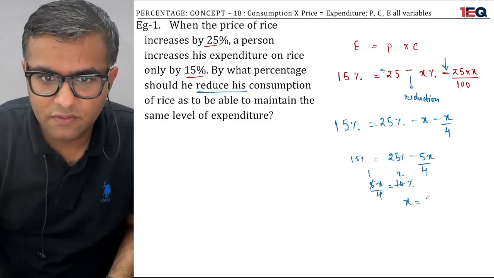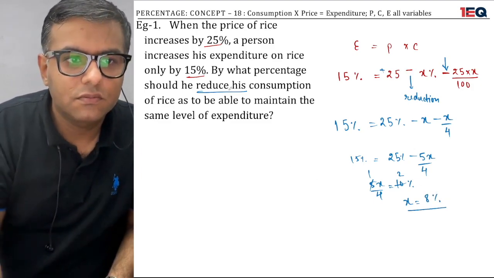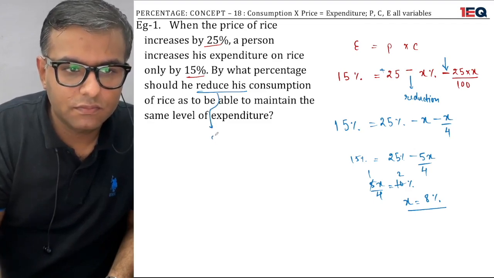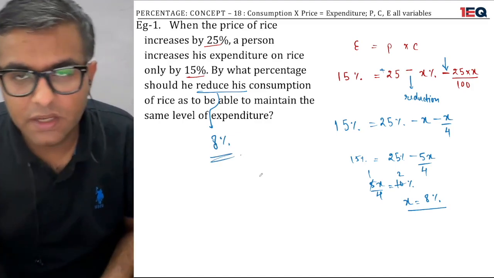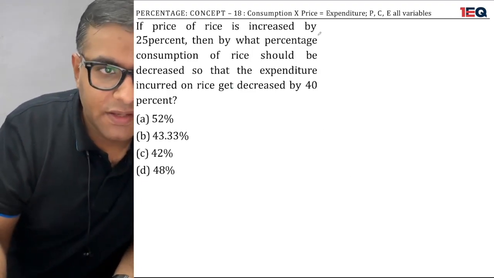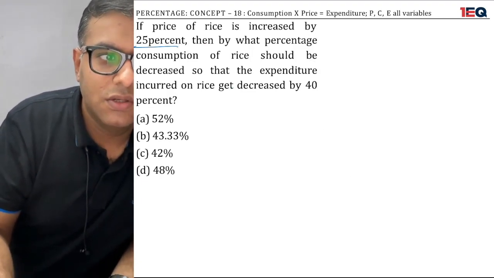The value of x would be equal to 8%. So he has to reduce his consumption of rice by 8% to be able to maintain the same level of expenditure. If the price of rice is increased by 25%, then by what percentage of consumption should it be decreased?